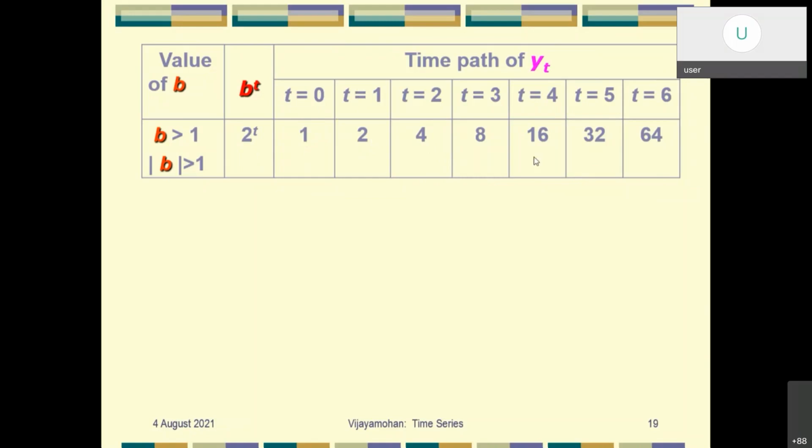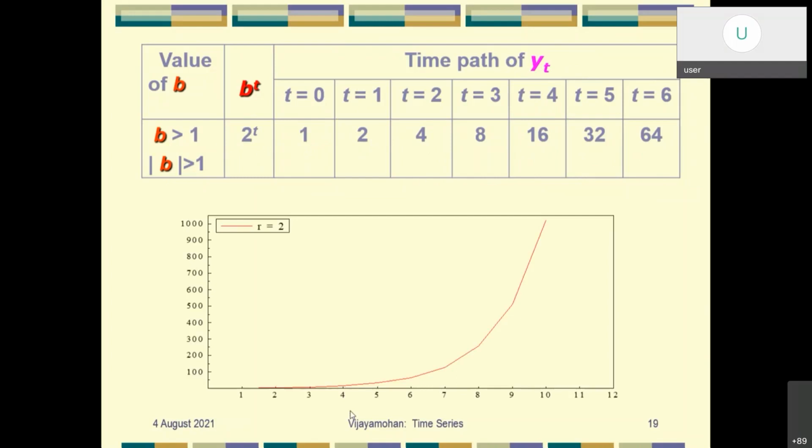What is happening here to our b power t, the time path of yt? It is increasing over time: 1, 2, 4, 8, 16, 32, 64, and so on. So that means it is going away from the mean zero. We have a divergence case. So if b is greater than 1, for example if b equals 2, we have this case. Now the other cases.